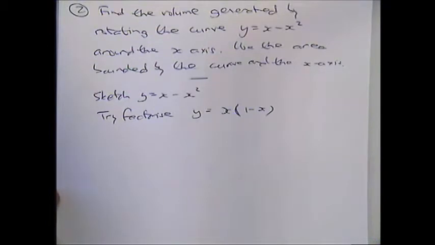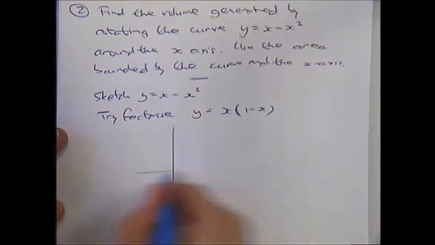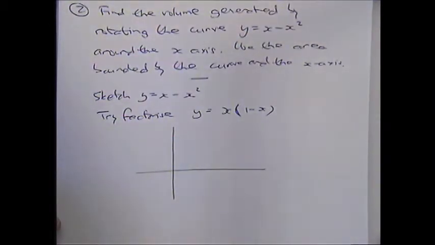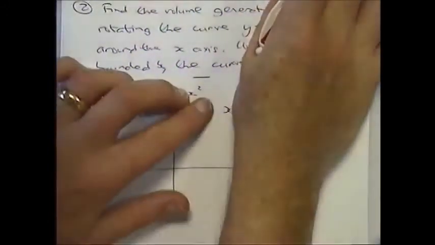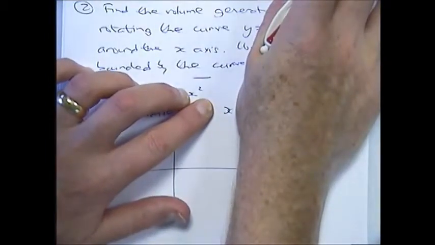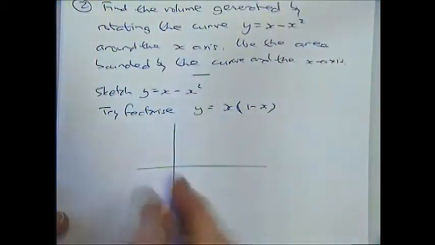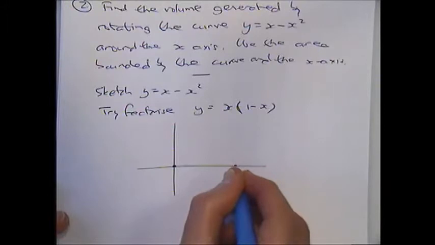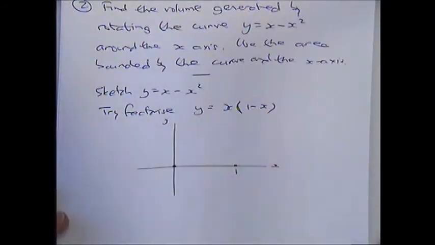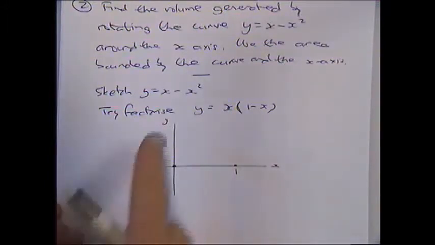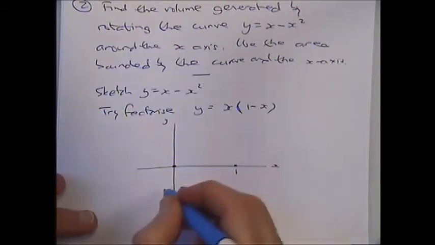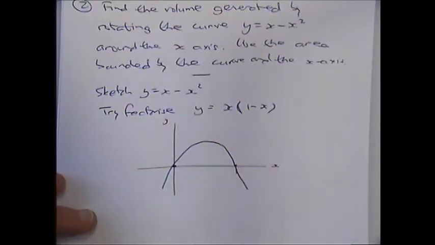So if we can write it like that, what do we now know about it if I was going to sketch it? It's what makes these things 0. What makes that 0, x equals 0. So it's got a root there. What makes that 0, x equals 1. Yeah. Okay. So it's going to go through there, and it's going to go through there. It's a quadratic. Happy or sad? Sad, because it's got a minus in front of the x squared. So that's going to be that.